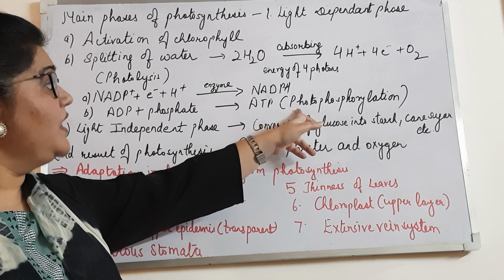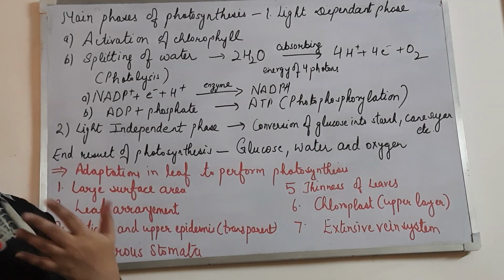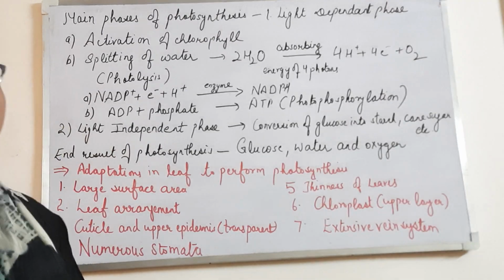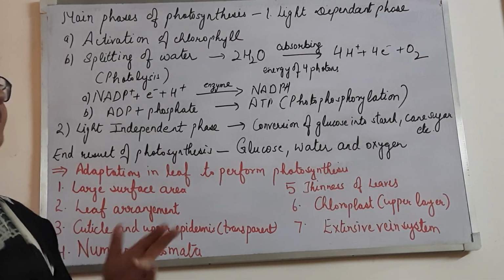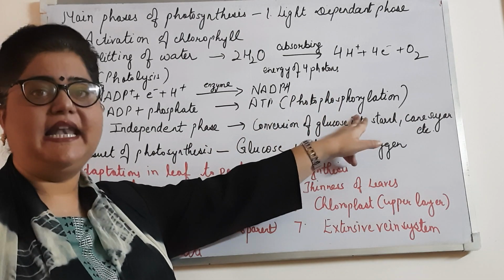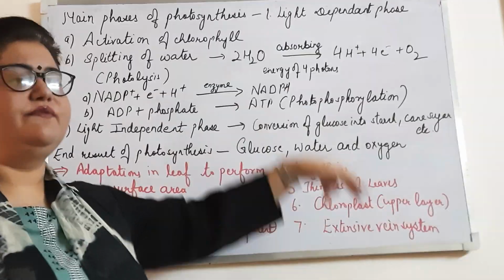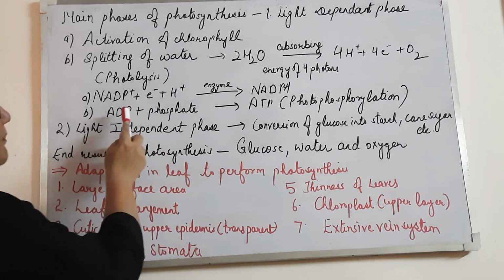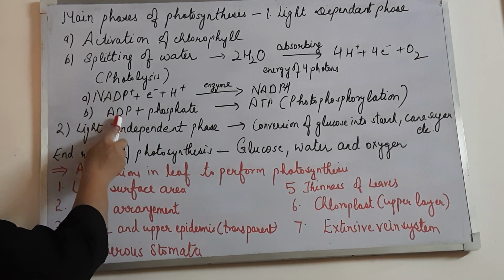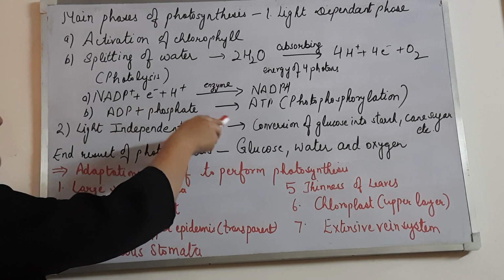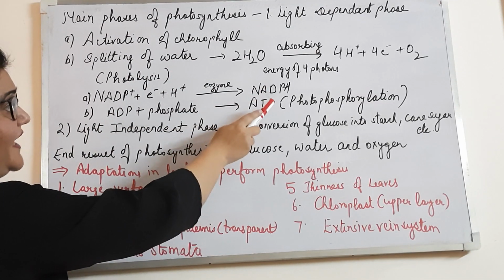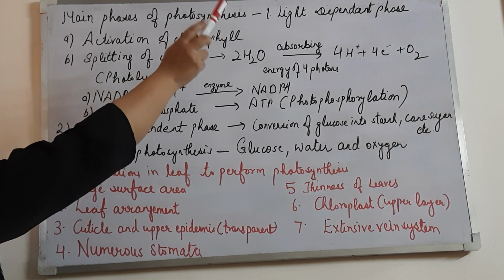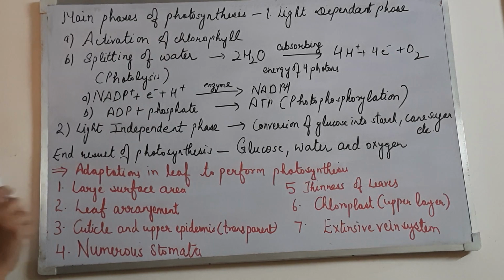And we also call it photophosphorylation because, again, the same explanation: photo means light. Since this process also occurs in the presence of light, that's why we call it photophosphorylation. Photo means light and phosphorylation means adding one more phosphate group into adenosine diphosphate to change it into adenosine triphosphate. So this is the first, that is the light dependent phase of photosynthesis.